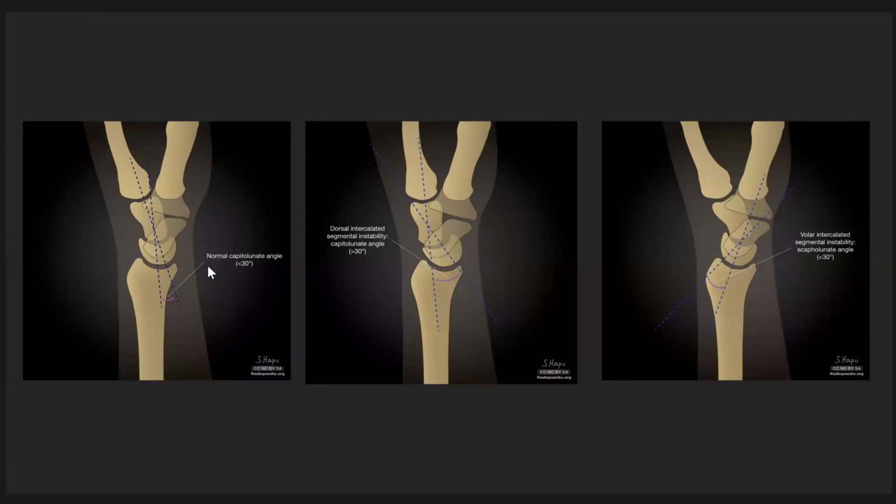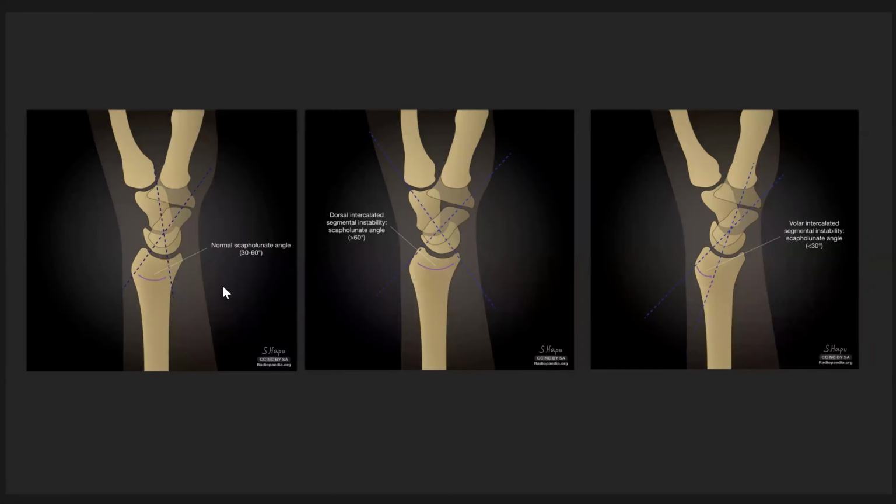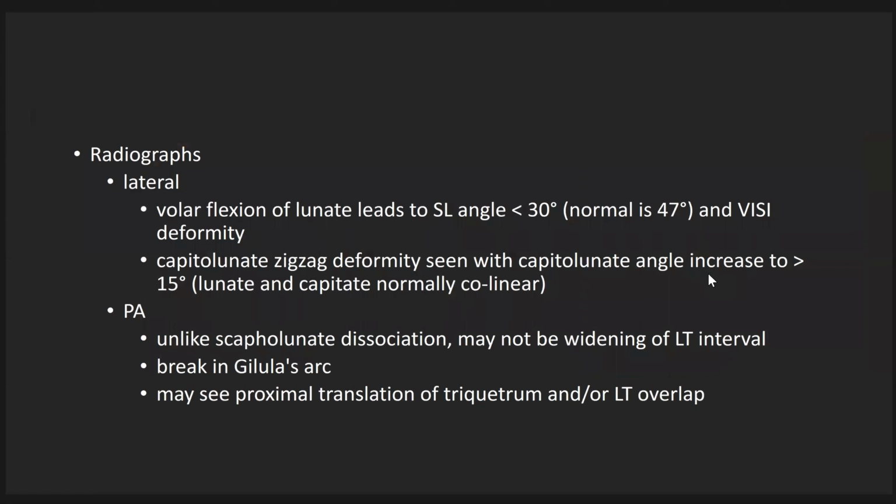The normal capitolunate angle, as we said, is less than 30. In DISI, it is more than 30. And in VISI, it is less than 30. And the scapholunate angle in normal is between 30 and 60. In DISI, it is more than 60, or 70 in some books, and in VISI, it is less than 30. What are the imaging findings?